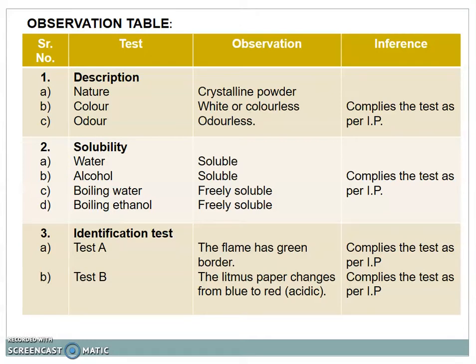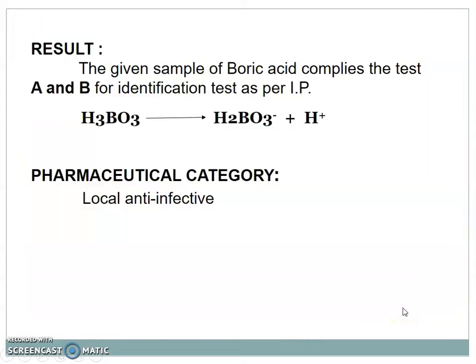Identification test. Test A gives a flame has green border. That means it complies the test as per IP. And test B, the litmus paper changes from blue to red. That means it shows acidic nature. That means it complies the test as per IP. Result: the given sample of boric acid complies the test A and B for identification test as per IP.